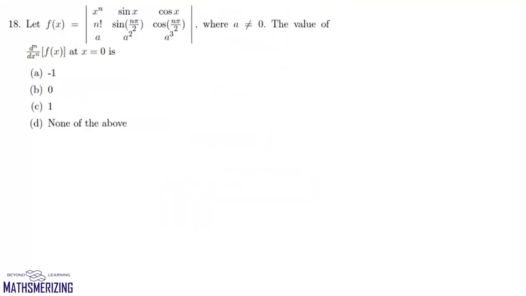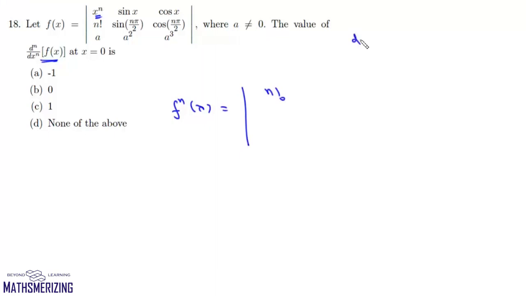Now question number 18 is, we are given this function f(x). We need to find the derivative of this function n times at x equals 0. Now we differentiate this function n times, then here will be n x to the power n minus 1 for the first time, and then it will be n minus 1, again n minus 1, n minus 2. So we differentiate this function n times, we'll get factorial n here.